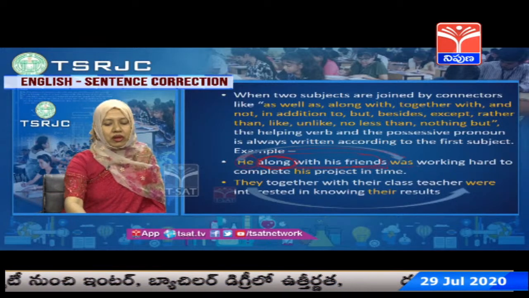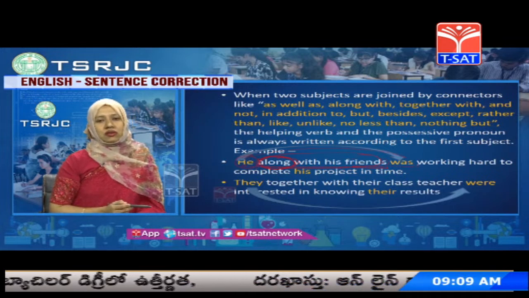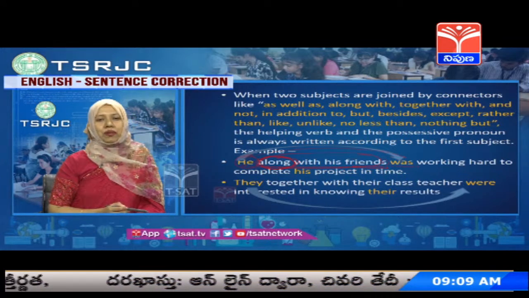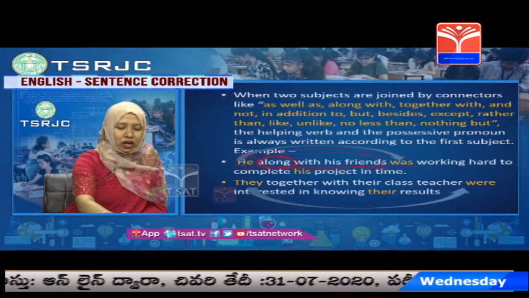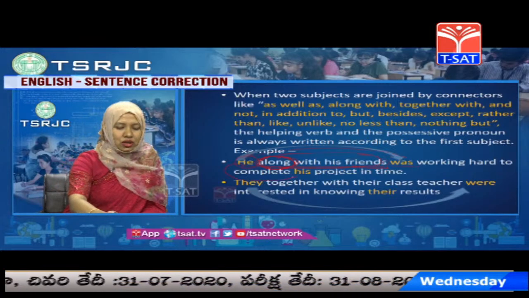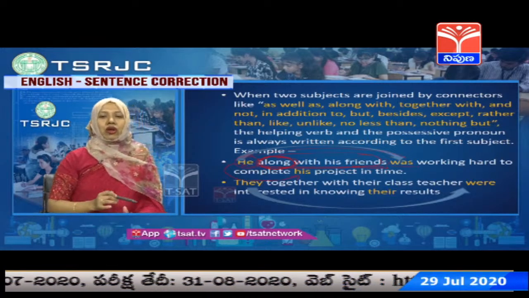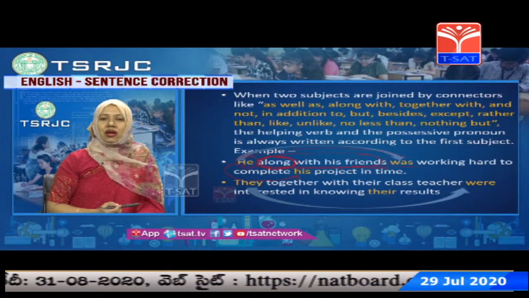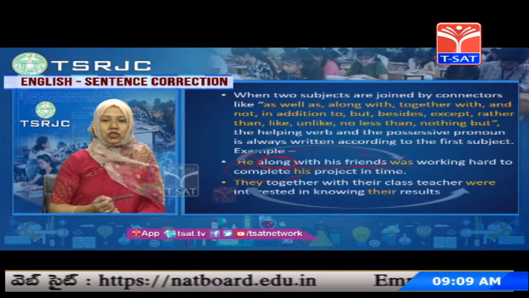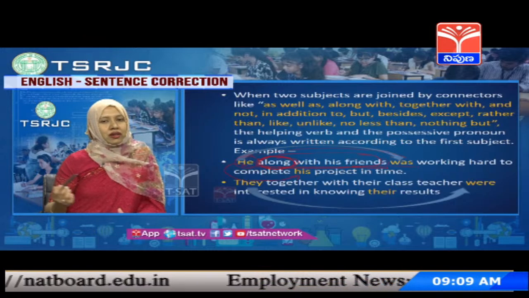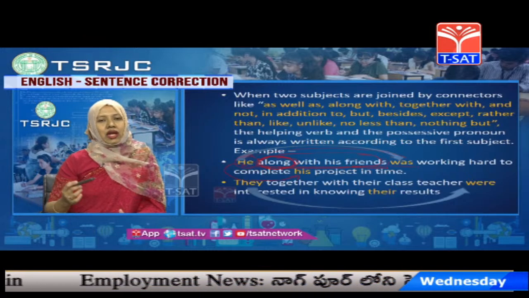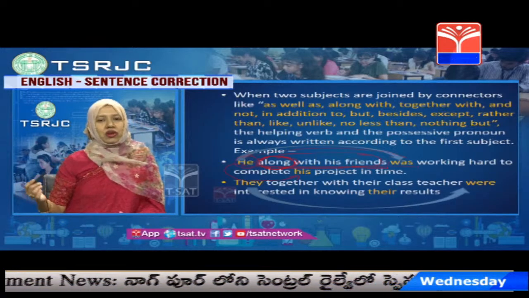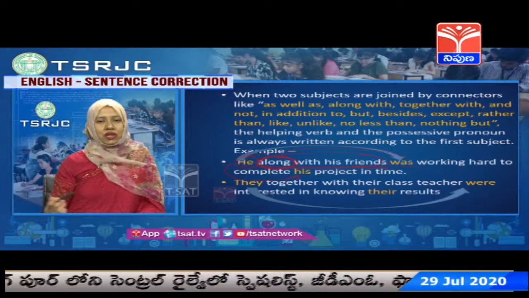The helping verb should be was, working hard to complete his project. Again we are talking about one person, so we should use the pronoun his. You should use the pronoun his, project in time. He along with his friends was working hard to complete his project in time.